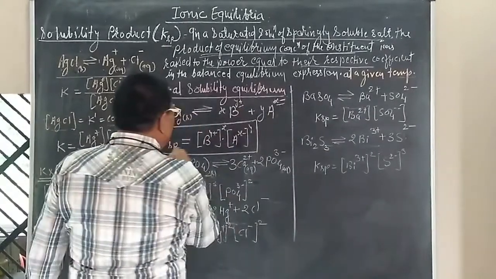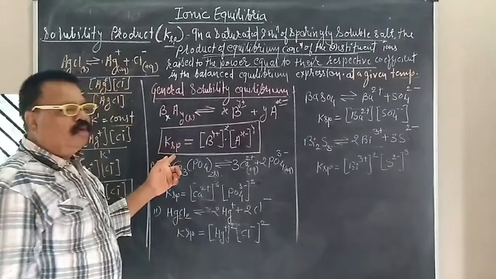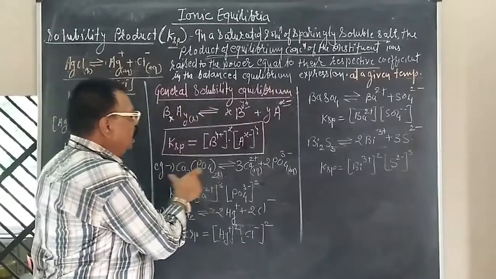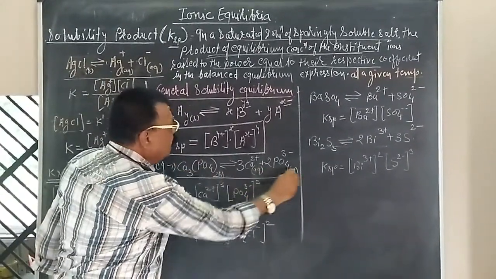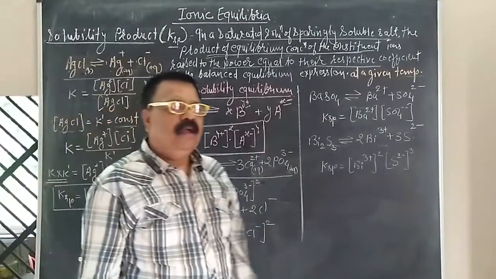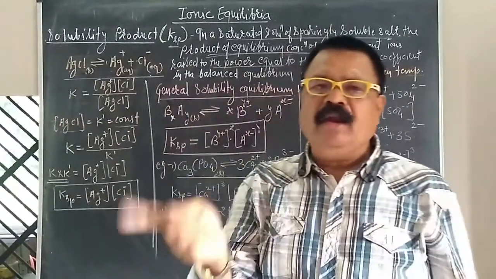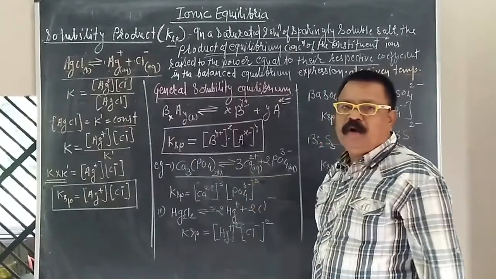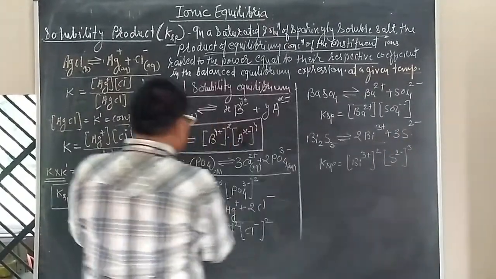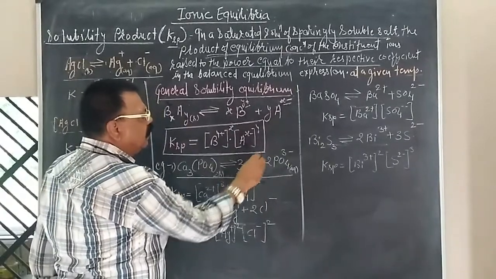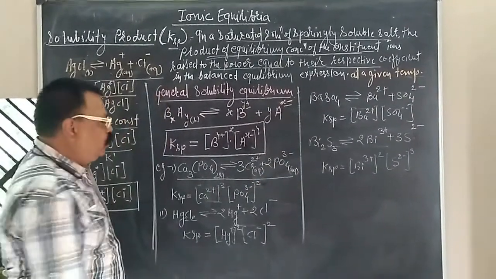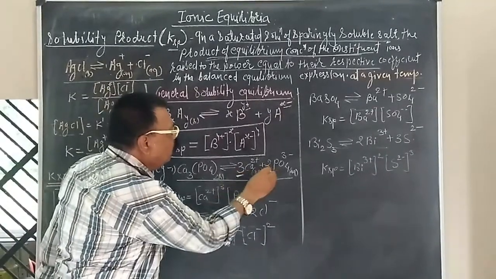Now on the basis of this, if this is the solubility product equation, we are going to determine: if I am given a chemical equation at equilibrium, I can find the value of its solubility product. See, this is calcium phosphate that gives thrice calcium 2 positive plus twice PO4 3 negative. इसमें coefficient कितना है, 3 और ये होता है 2.